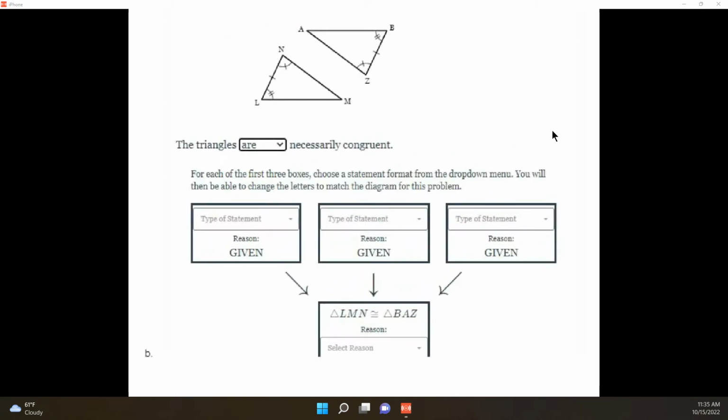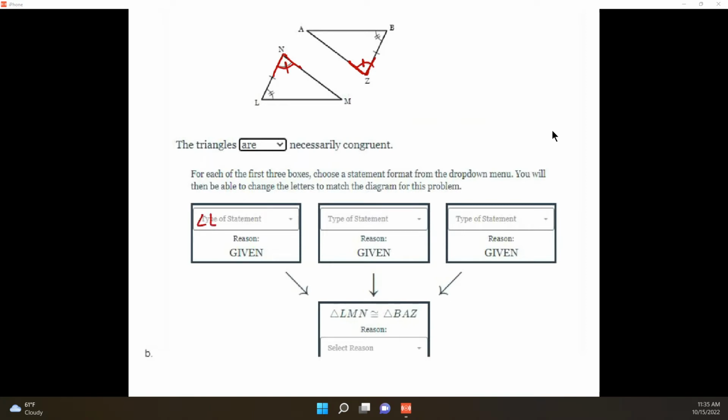Okay, so same thing. These two triangles are congruent. We need to pick a reason and give our proof for it. So let's start with talking about the things we've been given. First thing I know is that this angle right here is congruent to this one right here because of that one arc with the one tick mark on it.